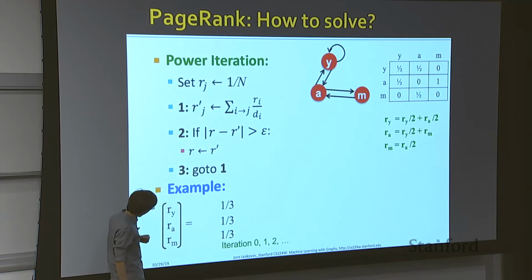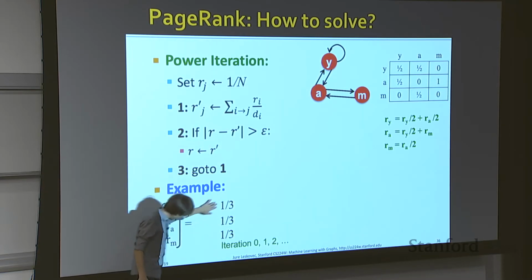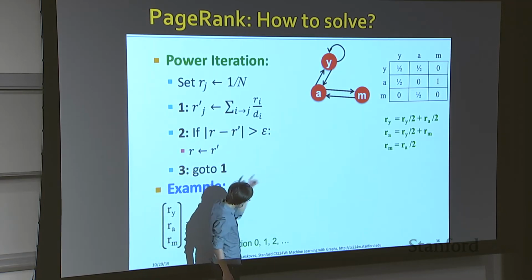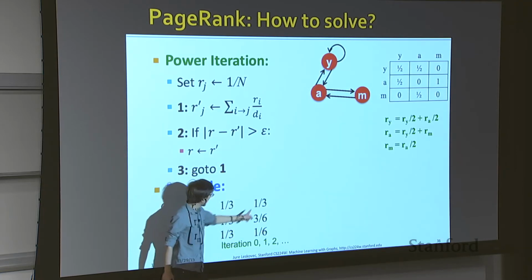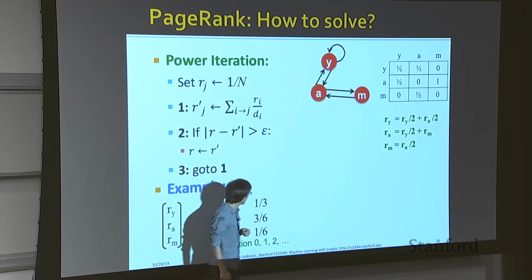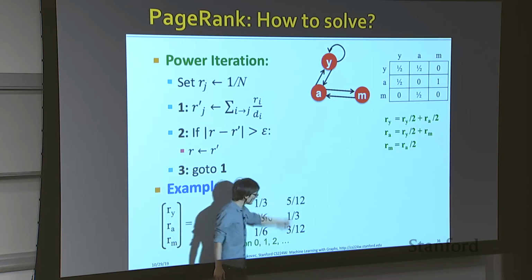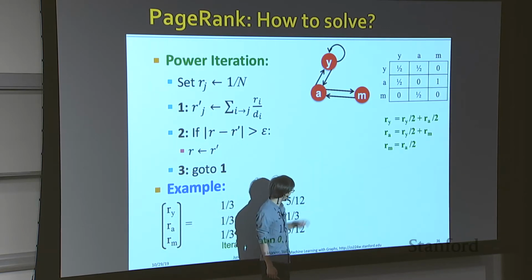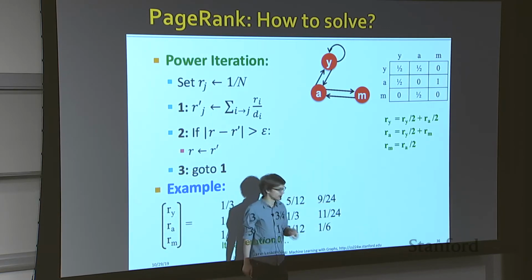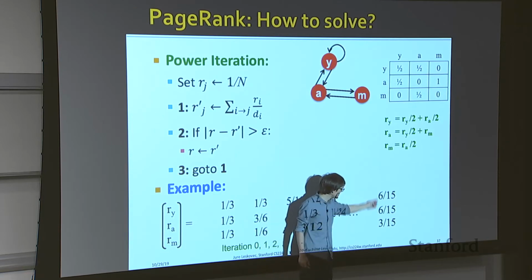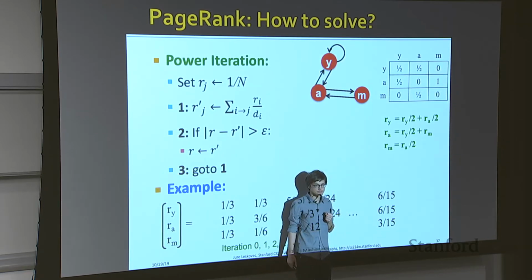And all I will do now is take this r. Here it is. Multiply it with M. And I will get a new vector. And I will now take this vector, multiply it with M again, and I'll get a new vector. And I'll take this one, multiply it with M again, and I'll get a new vector. And if I keep doing this, this is what I will converge to.